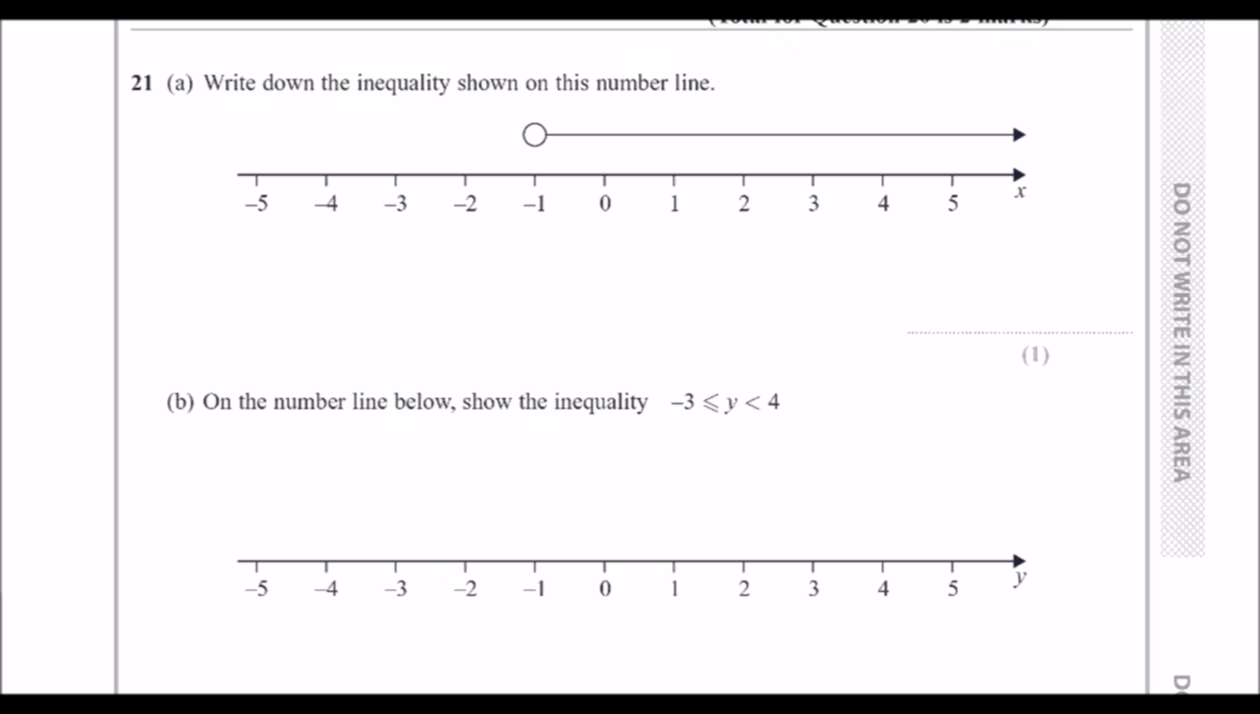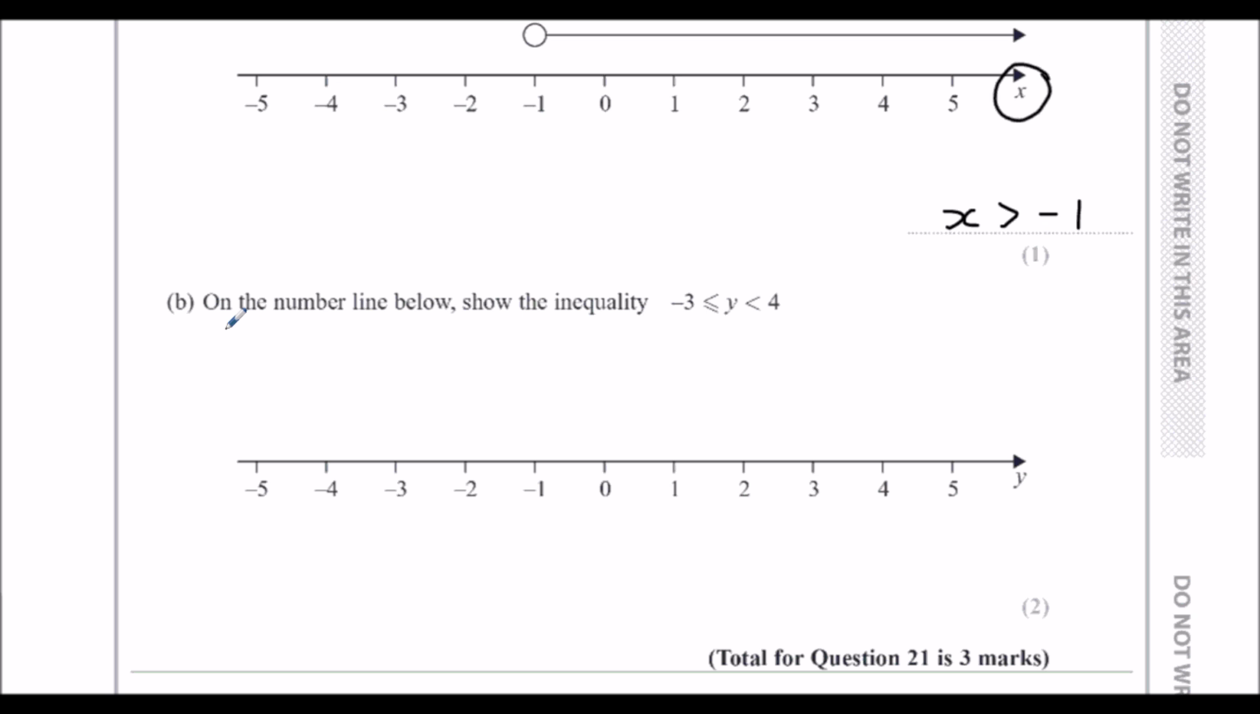Question 21. Write down the inequality shown on this number line. So x is x because x is over here. And it's bigger than -1. So x is bigger than -1. I'm not going to write the or equal sign because it's not a coloured in dot. It's just a circle. It's not coloured in, so that means it can't equal -1. So x can be anything bigger than -1. Anything this way is bigger than -1.